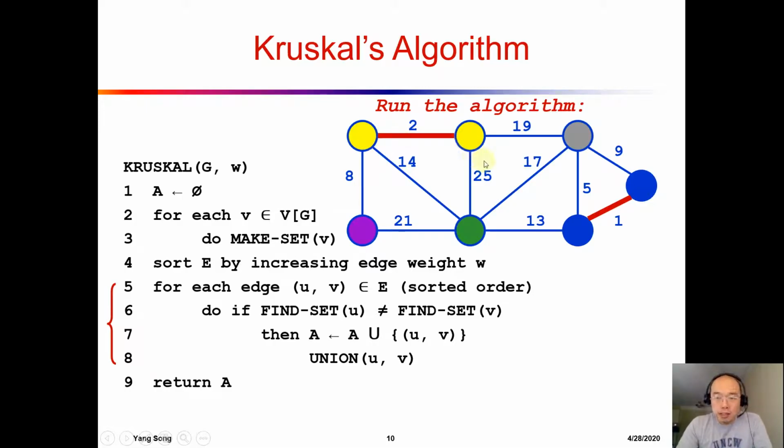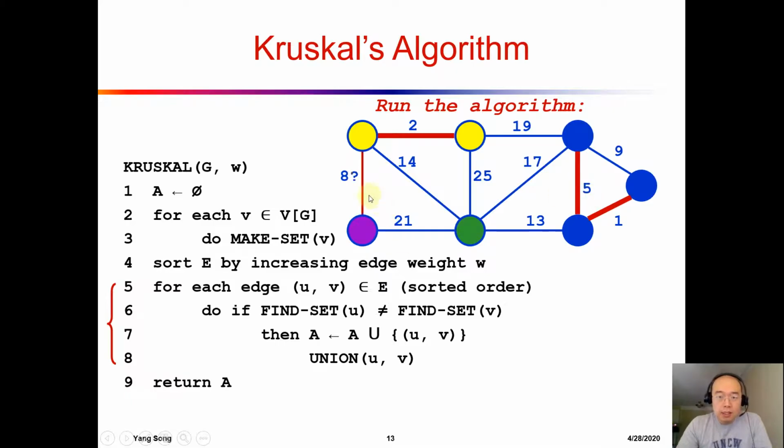And what's the next edge? The next edge is this 5. If I check whether those nodes belong to the same set, the answer is no. So I'm going to do the same thing. I'm going to color those two into blue again, and then 5 will be taken into the minimum spanning tree.